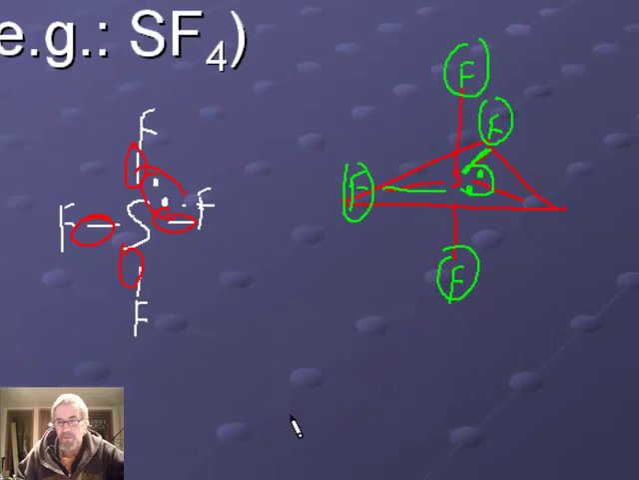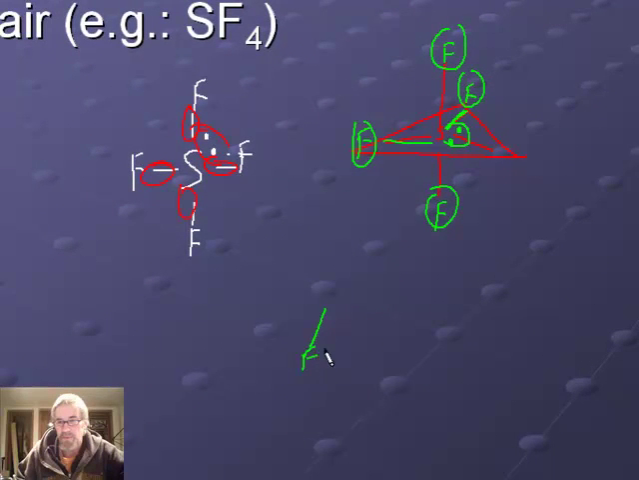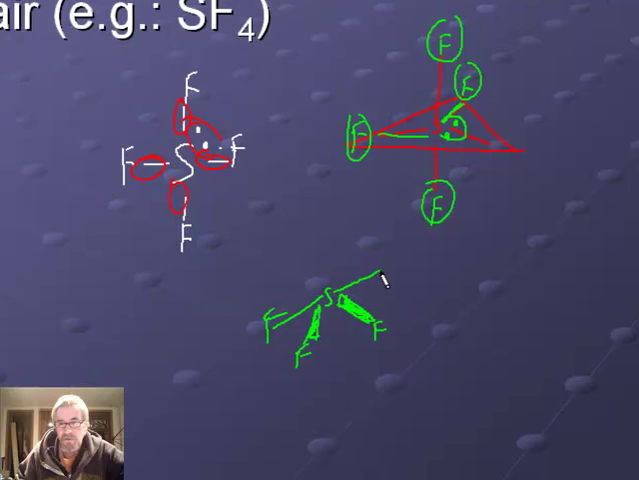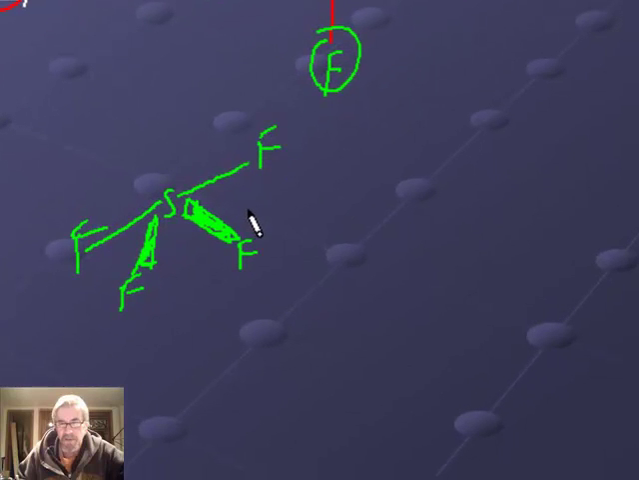Let me try and draw it a different way. So here's a little fluorine coming in. There's a fluorine going into the paper. Here's my sulfur, and then I have a fluorine here, and 180 degrees another fluorine. So this is the seesaw. That's where that name comes from. So it's a seesaw-shaped molecule. It's also called an asymmetrical tetrahedron, but seesaw is easier to remember and makes more sense.